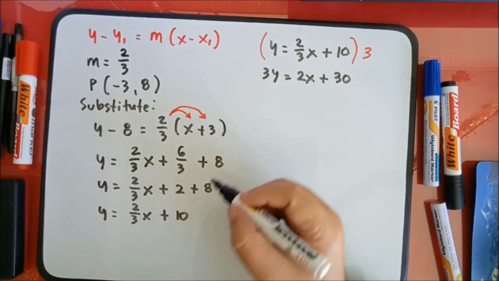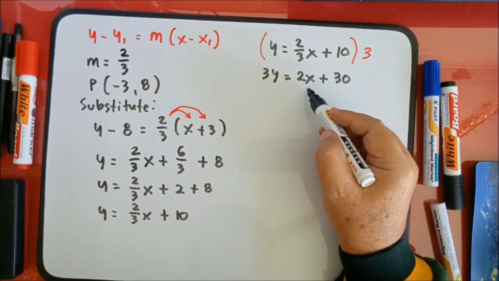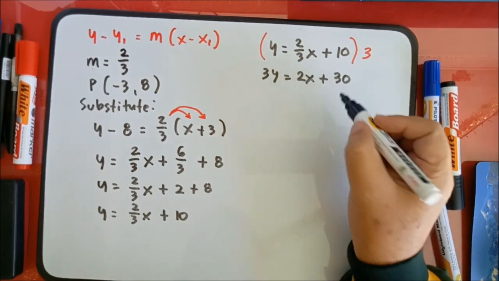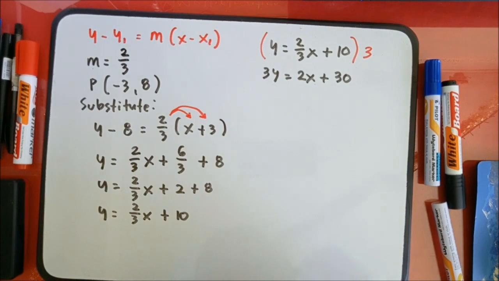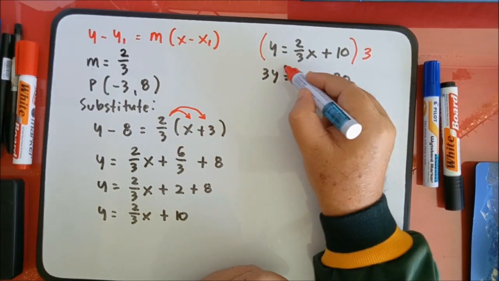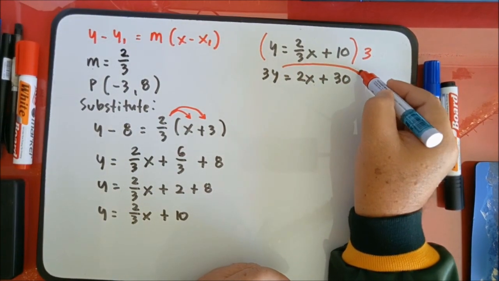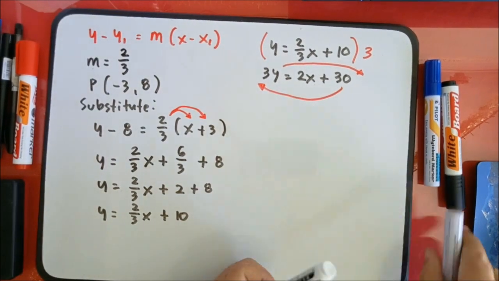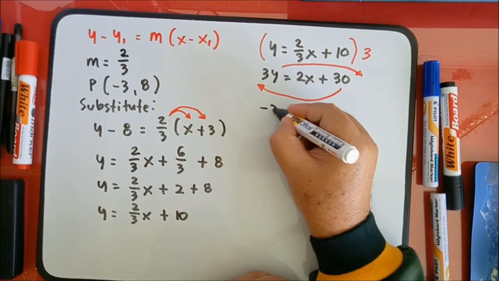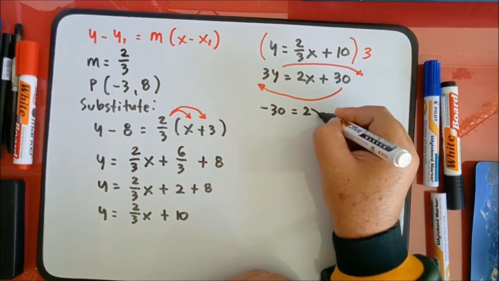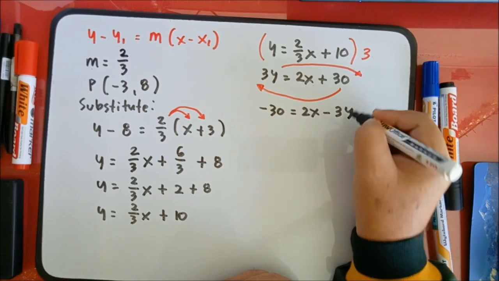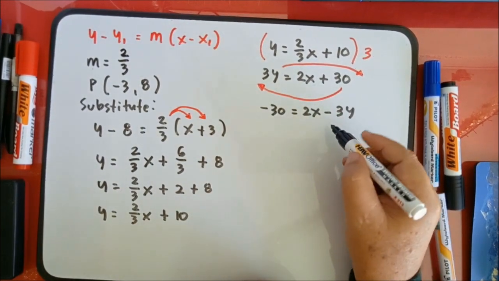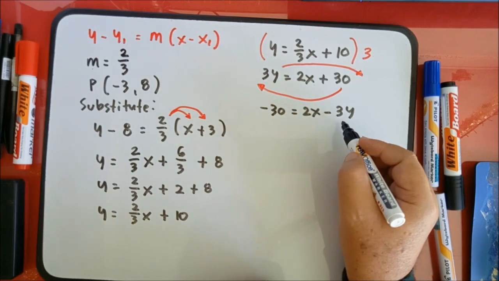Ano ang sabi ko sa inyo? Positive ang 2x. Okay, dito ka ngayon mag-a-adjust. Ililipat mo ngayon ito doon sa kabila. Okay, so this will become what? Negative 30 is equals to 2x minus 3y. Maging negative. Ito maging negative. So, 2x, negative 30 equals 2x minus 3y.